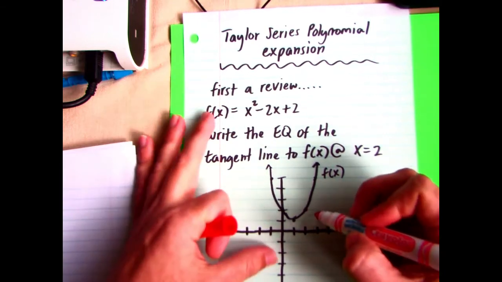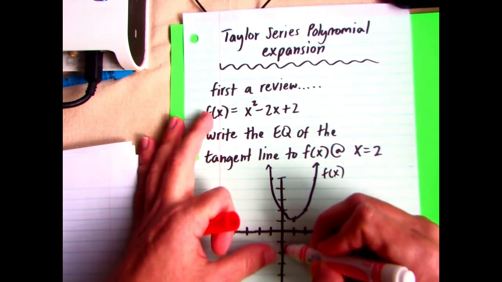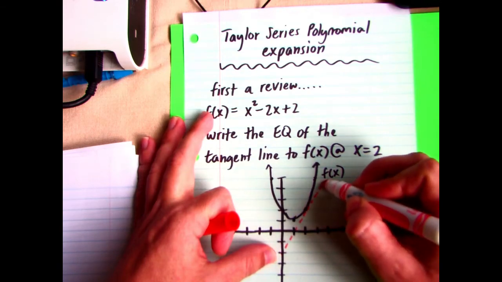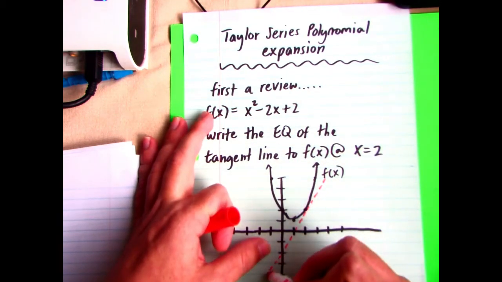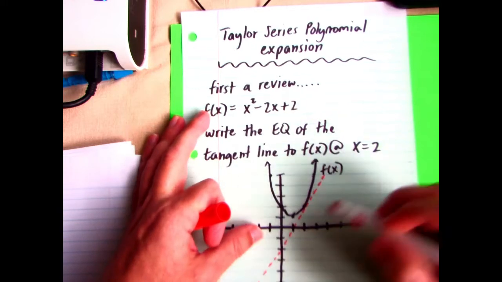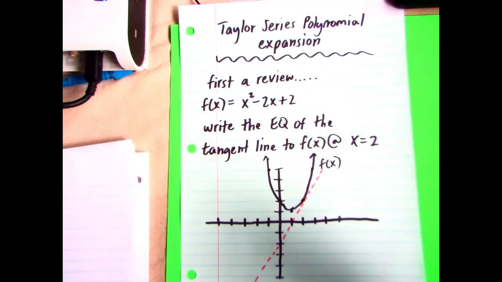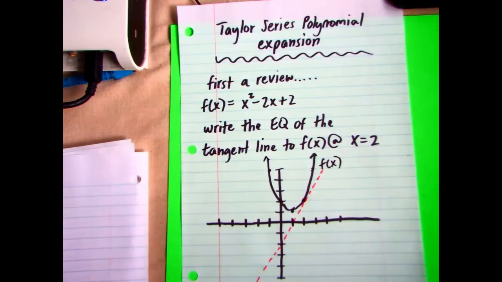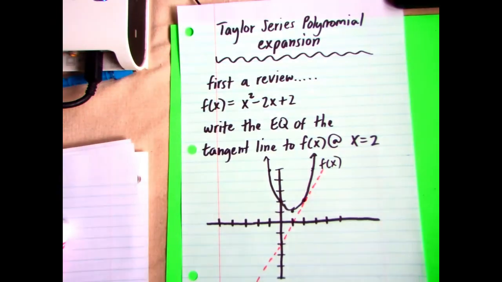So here's a graph of the function. It is a parabola. We're going to get the equation of the tangent line to the point when x equals 2. So this should be pretty basic. This should be a review of your basic calculus abilities.